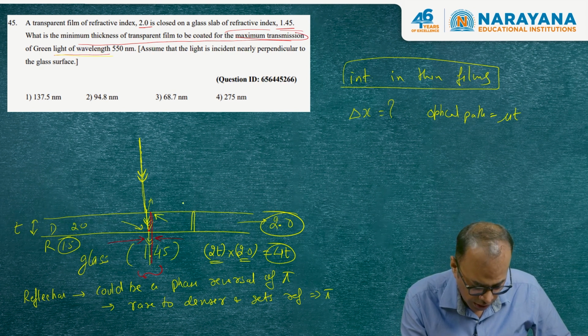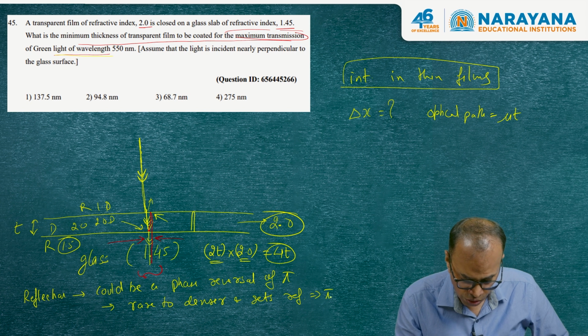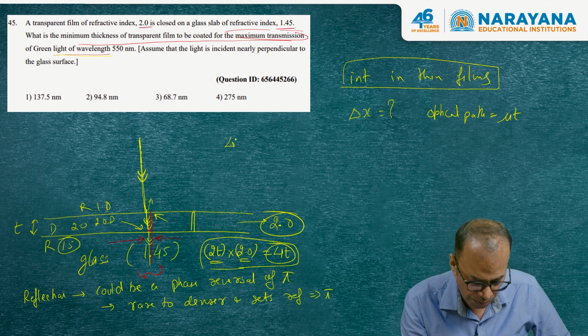Now look at this reflection. At this reflection it is going from 2.0 to 1.0 air. So again denser to rare. So no phase reversal. So we are lucky we don't have to do that. So the only path difference is 4t.